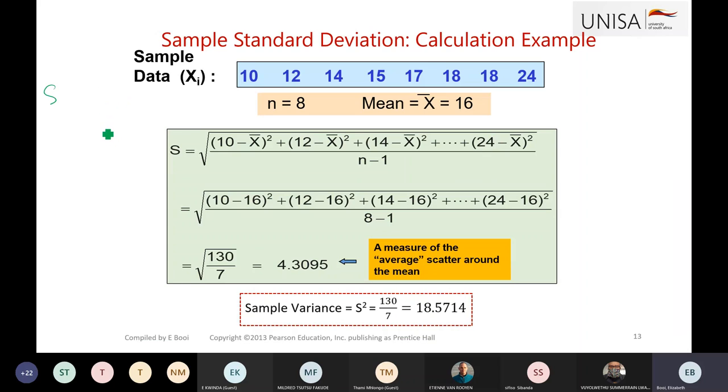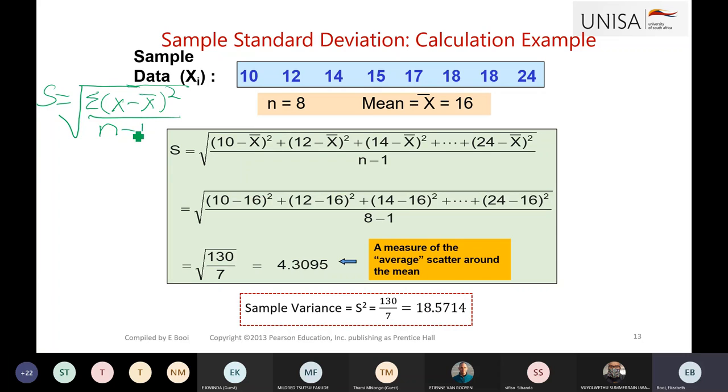The formula: S is equal to the square root of the sum of your observations, X observation minus the mean, squared, divided by n minus 1. That is the formula that we're using.